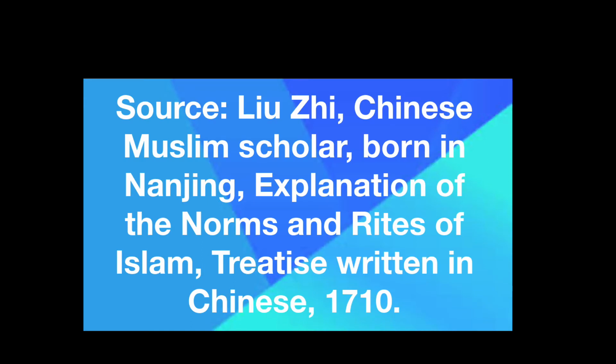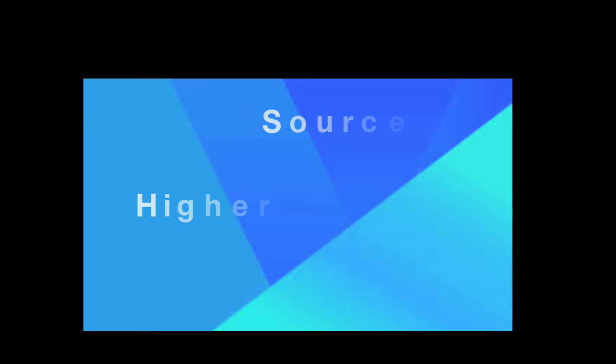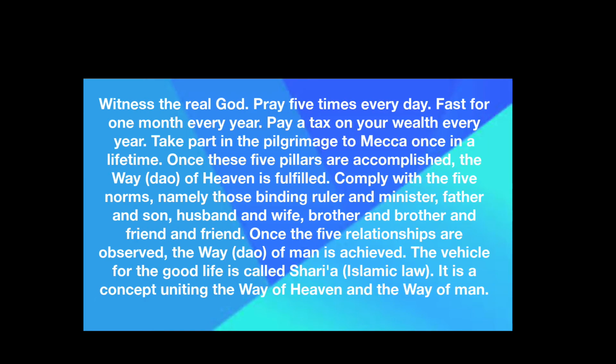Document number one. The source here is Liu Ji, a Chinese Muslim scholar born in Nanjing, who writes about the explanation of the norms and rights of Islam, a treatise written in Chinese in 1710. Let's just start here really quick. Who is our source? It's a Chinese scholar. That means he's upper class, he's educated, probably influenced by Confucianism. Now let's read over the document itself.